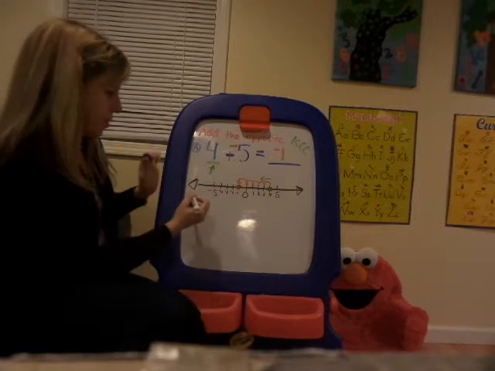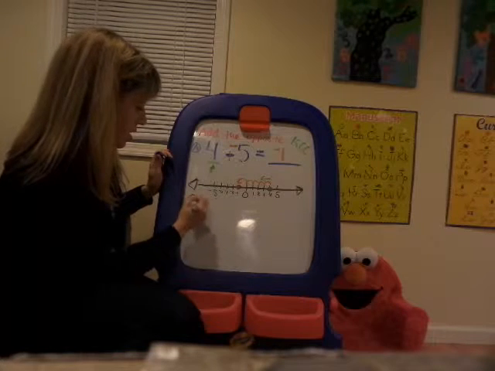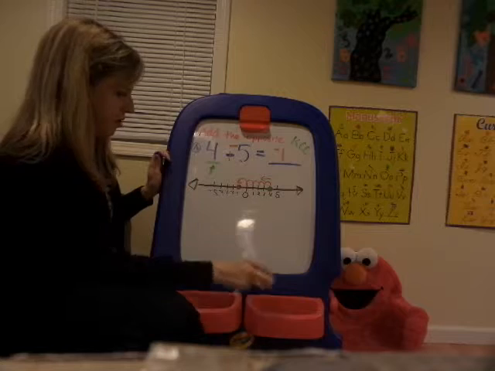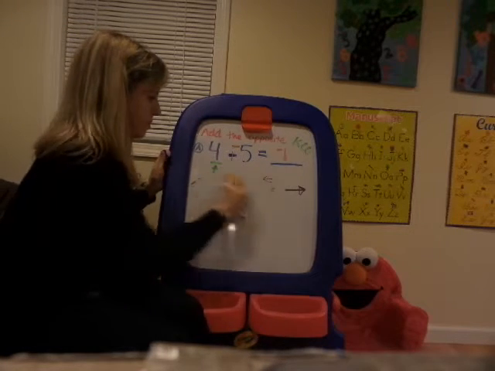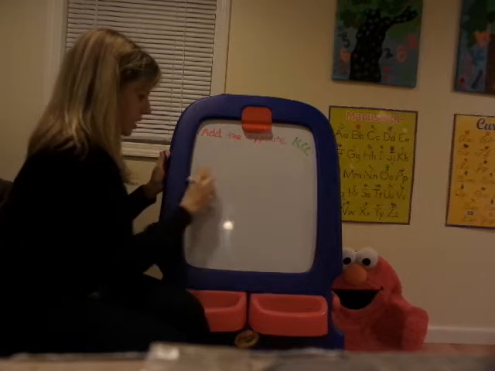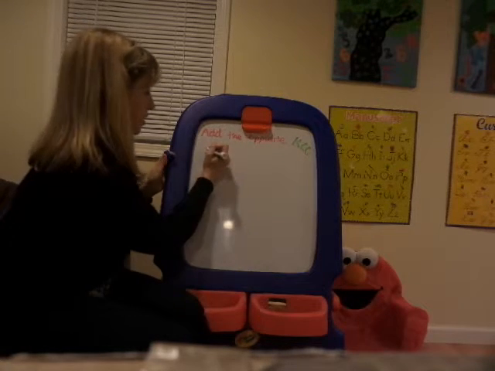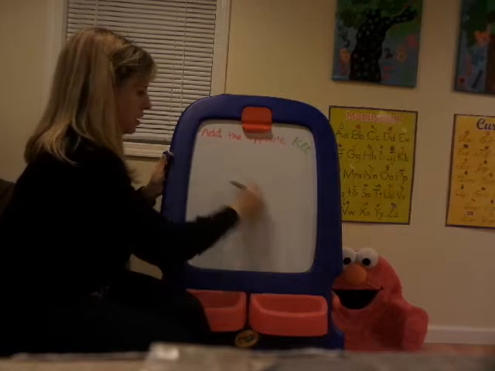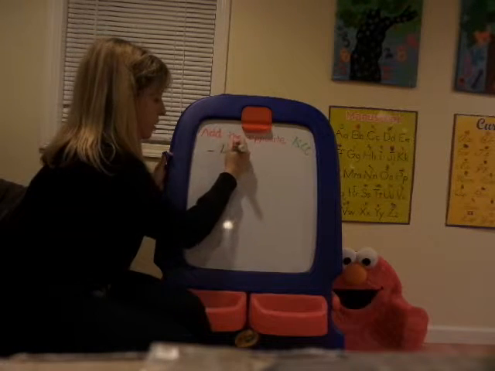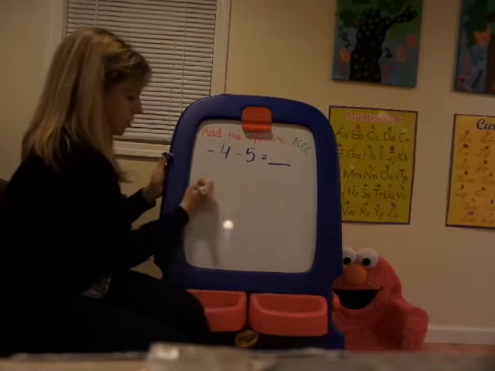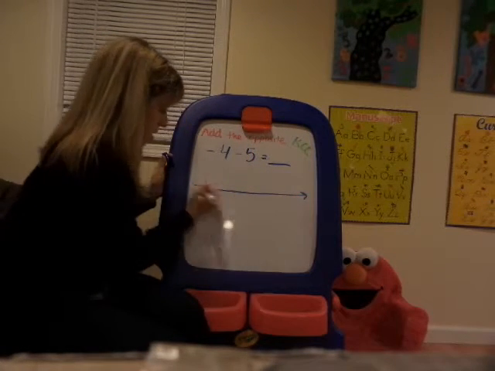All right, let's try one more on the number line. Let's not say b because it might be different from what we were doing before. Let's start with a negative this time. So now let's say we have negative 4 minus 5 equals. We'll draw our number line out.